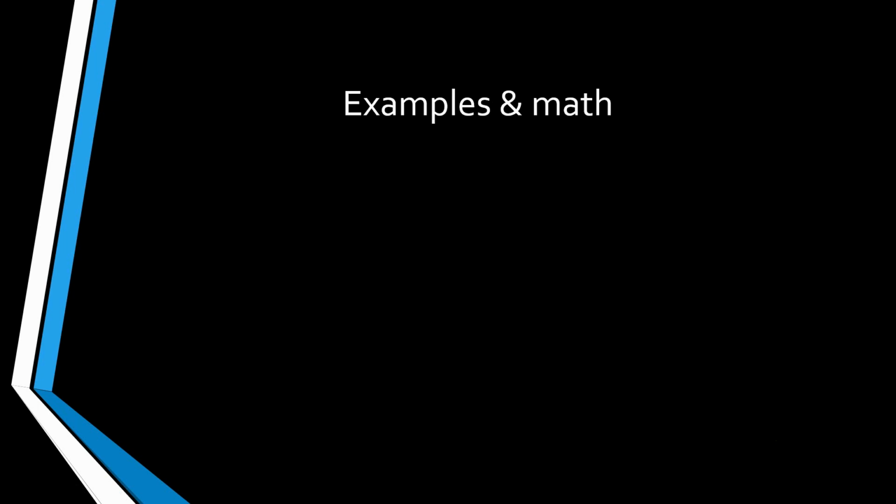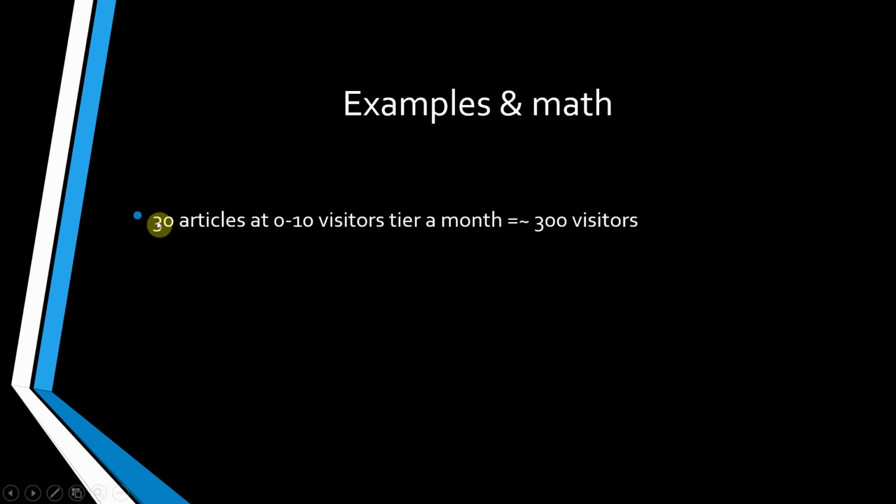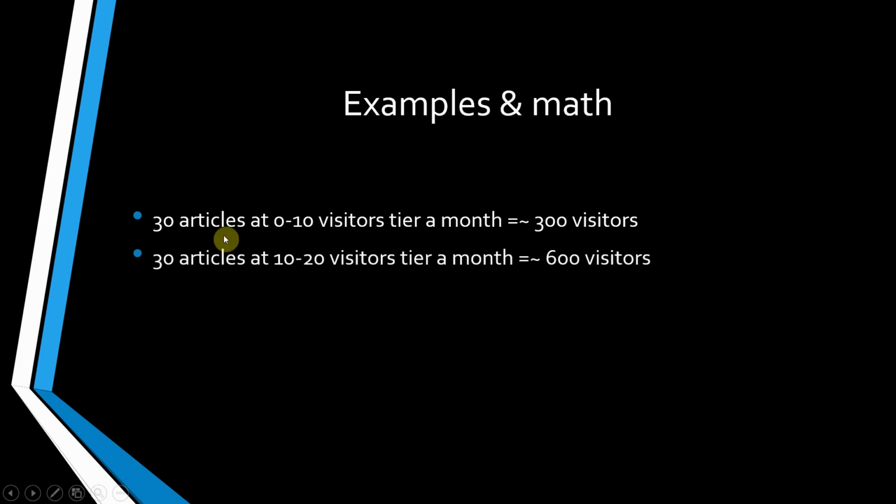And here, let me show you a simple example and the math. First, when you're starting out, you may have a plan of publishing 30 articles at a 0 to 10 visitors tier a month, which will equate to roughly 300 visitors at the end of that month, right? So let's make it a habit of publishing one article per day, right? When you're at the 0 to 10 visitors tier, you're getting about 300 visitors per month, and then you can move up to the next step.